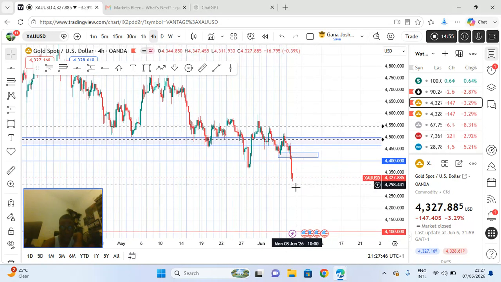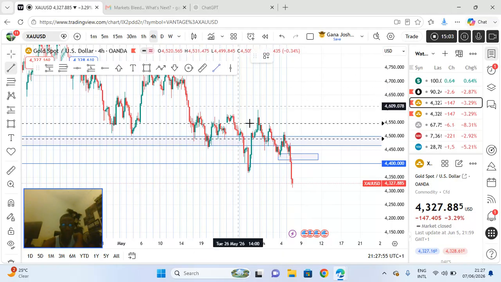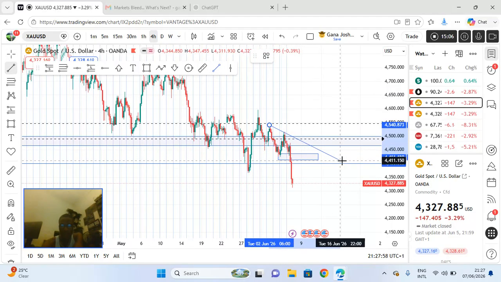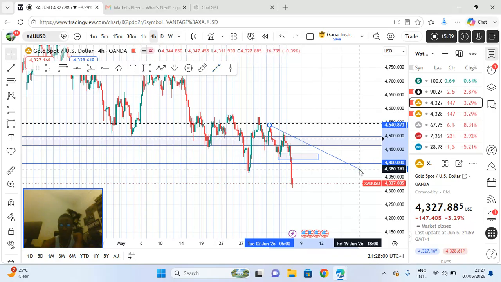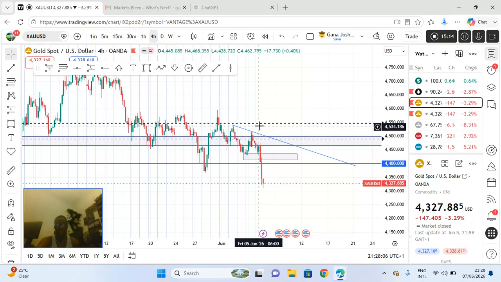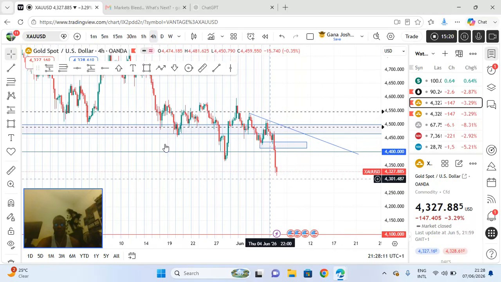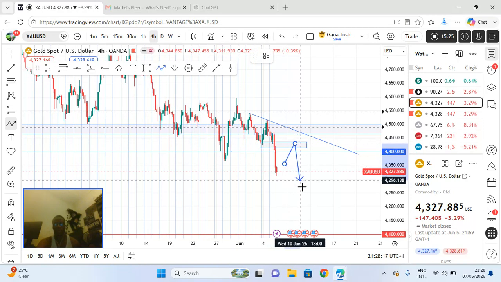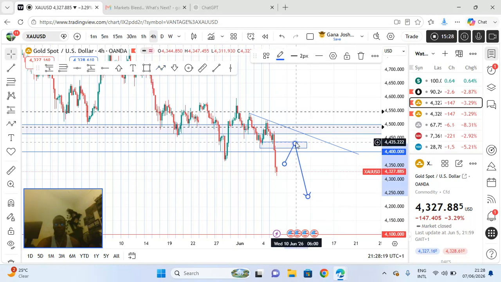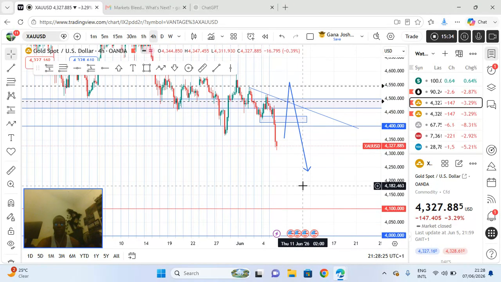But then with the liquidity that gold has grabbed, what I'm saying is there's going to be liquidity here before it continues to the downside. Who knows? There's money there, so gold might come very aggressively, take out these highs, and continue to the downside.